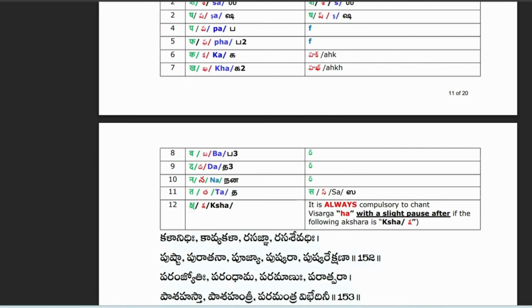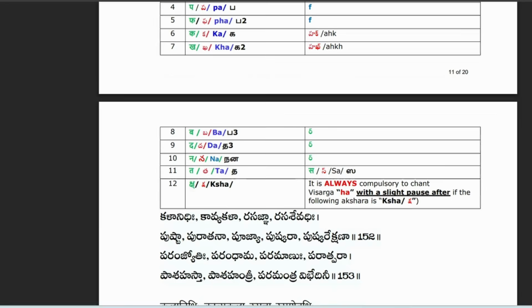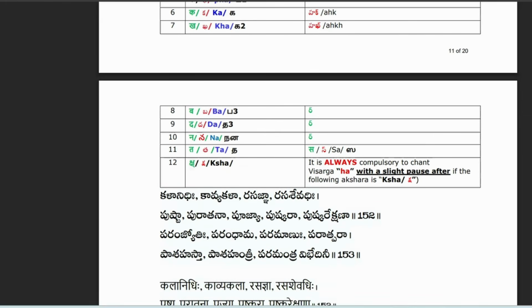And ksha is a special one. If you see a Visarga followed by a ksha, the Visarga is always pronounced as hah, which we have seen in some of the shlokas when we were chanting.